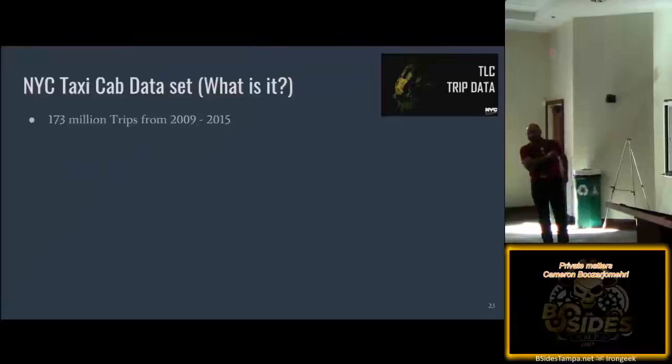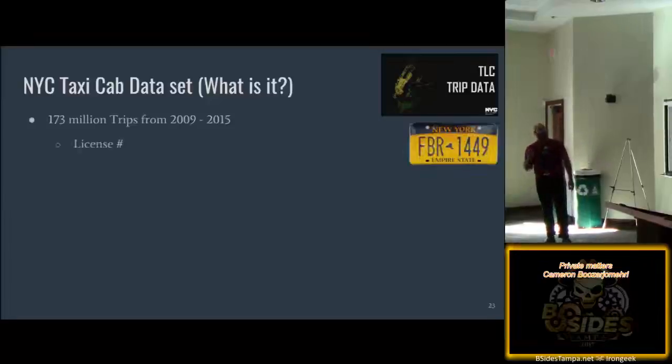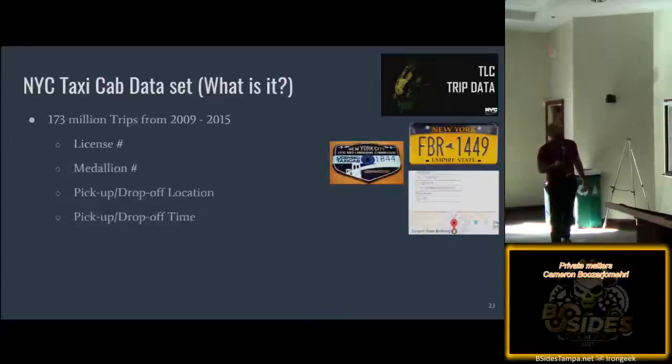Because what I'm about to show you, I want you to think about the implications in the context of Uber. They have a constant public record data set. When I looked at this, it was 2009 to 2015, and the researchers were looking at over 173 million trips. I mean, brand new data. You have license number, medallion number, pickup drop-off locations, pickup drop-off times.